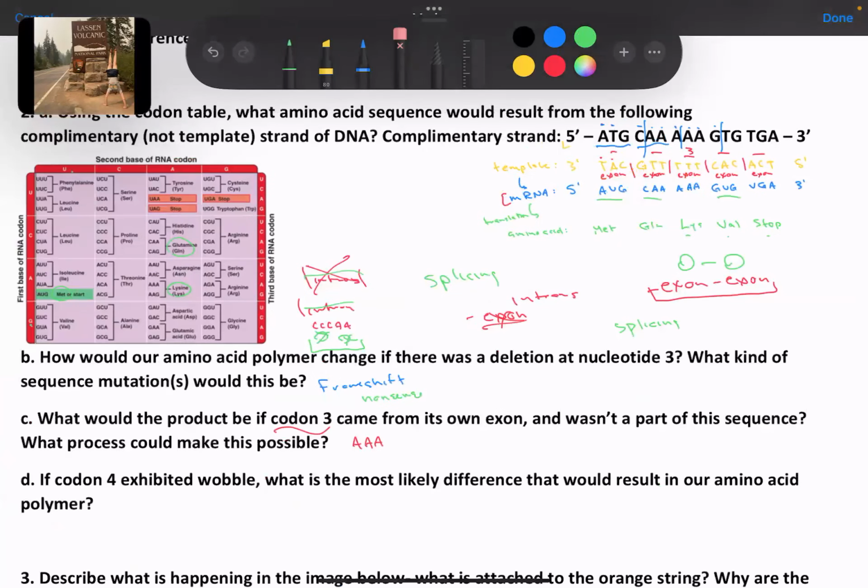And that is the second part of this question. What process could make this possible? A process called alternative splicing that we investigated in previous classes.